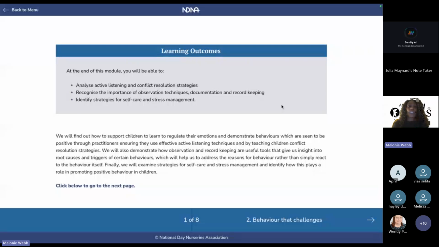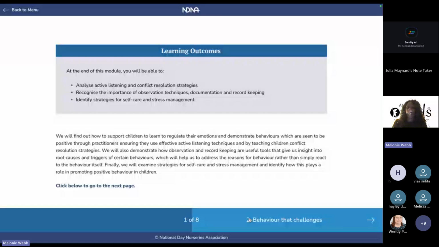We'll find out how to support children to learn to regulate their emotions and demonstrate behaviours which are seen to be positive, through practitioners ensuring they use effective active listening techniques and by teaching children conflict resolution strategies. We will also demonstrate how observation and record keeping are useful tools that give us insight into root causes and triggers of certain behaviours, which will help us to address the reasons for the behaviour rather than simply react to the behaviour itself. Finally, we will examine strategies for self-care and stress management and identify how this plays a role in promoting positive behaviour in children.